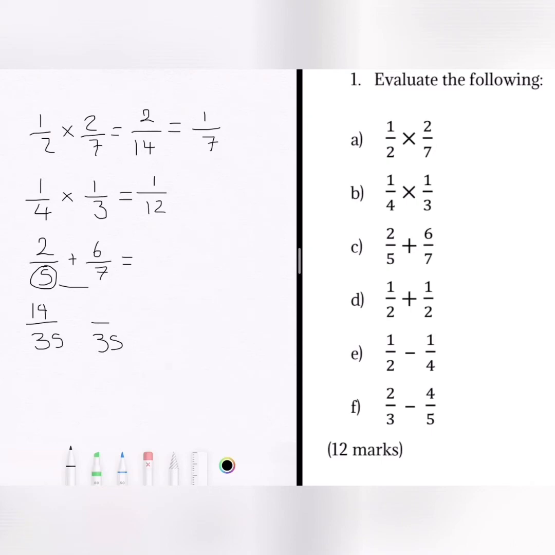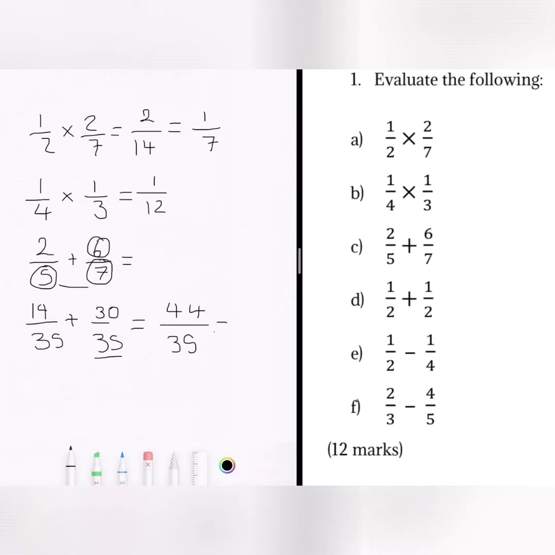Okay, and then we do exactly the same for this 7. So we think, what did we do to 7 to get it to 35? Well, we times it by 5. Therefore, we must times 6 by 5, which is 30. And a plus sign goes in the middle. So now all we need to do is 14 plus 30, which is 44, and it's over 35. And you can just leave it as that.